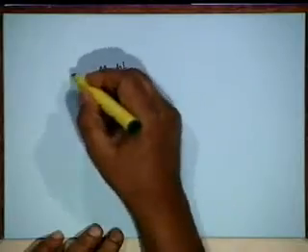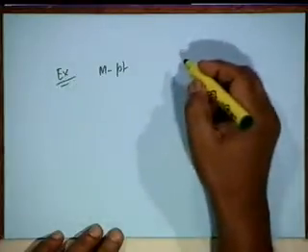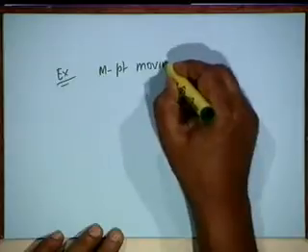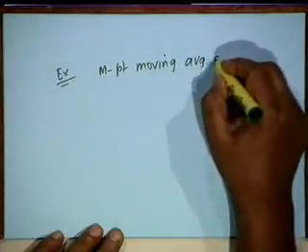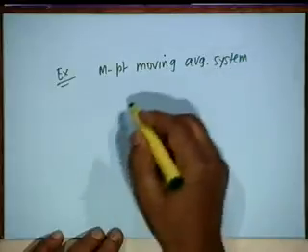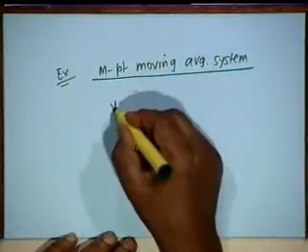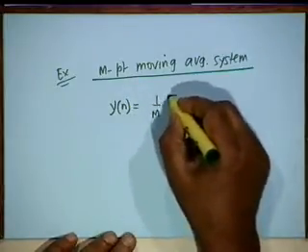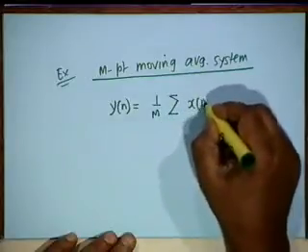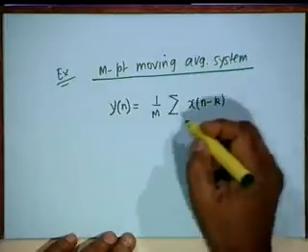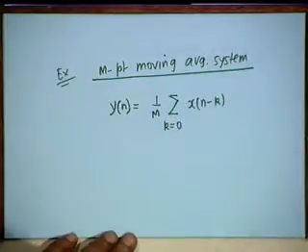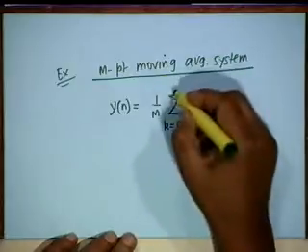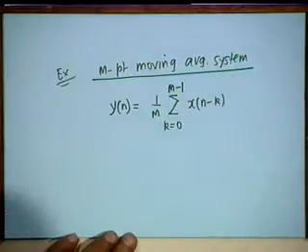Let us take an example. The example that we take is the M point moving average system. We have taken this example earlier also, that the output at an instant n is the average of all x of n starting from the present instant to the M minus 1th instant, k equal to 0 to M minus 1.